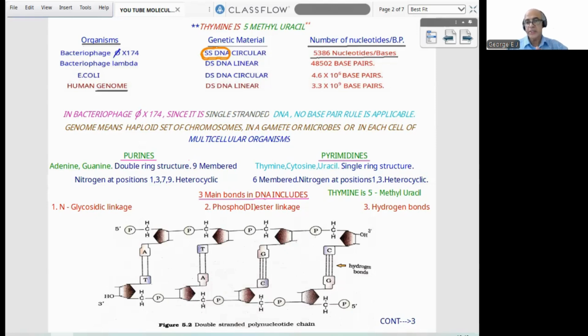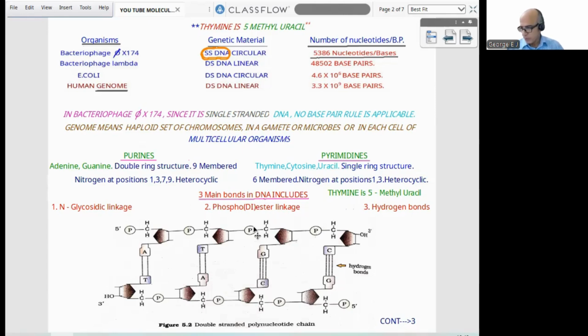It is a single ring structure. Previously purine was double ring, here it is single ring. 6-membered, previously 9-membered. Nitrogen at positions 1 and 3. Previously, for purines, 1, 3, 7, 9, here it is only 1 and 3. Heterocyclic. And thymine is again 5-methyl uracil. I think that idea is clear.